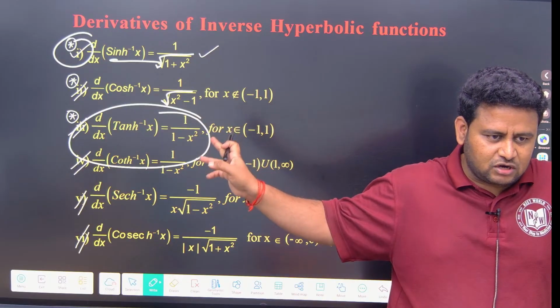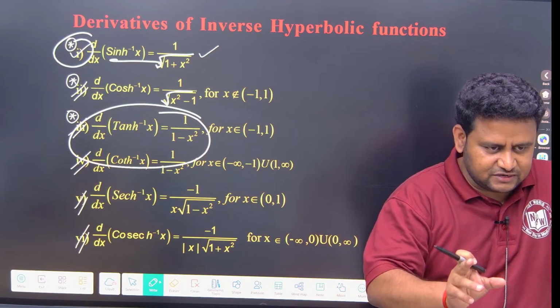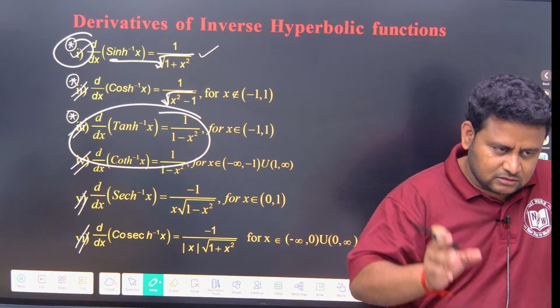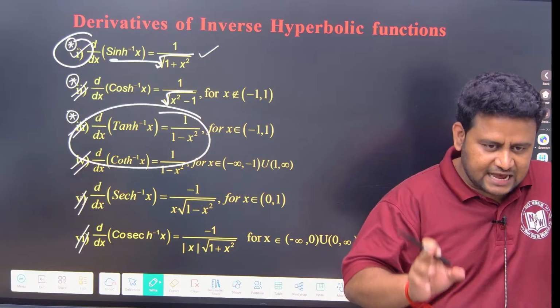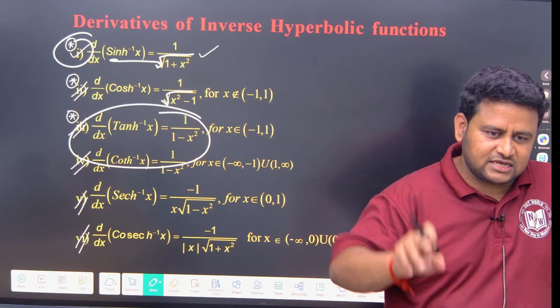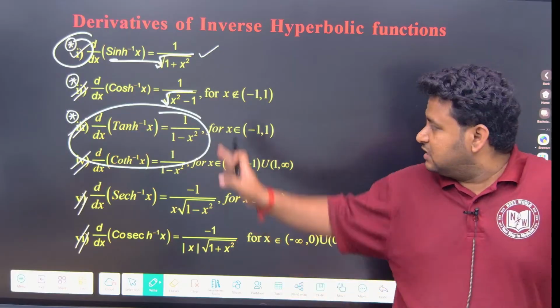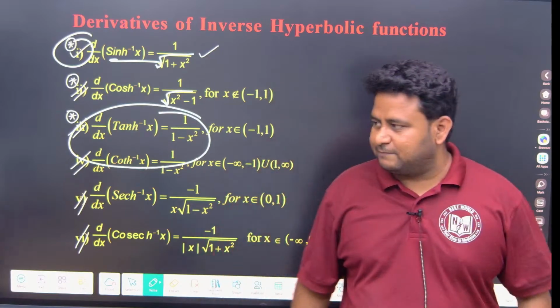Here, cos h inverse of x is what? Sin h inverse of x is 1 by square root of x square plus 1. Cos h inverse of x is 1 by square root of x square minus 1. Tan h inverse is 1 by 1 minus x square. Cot h inverse is the same, 1 by 1 minus x square. Remember only the first four. The first four are important. Okay.